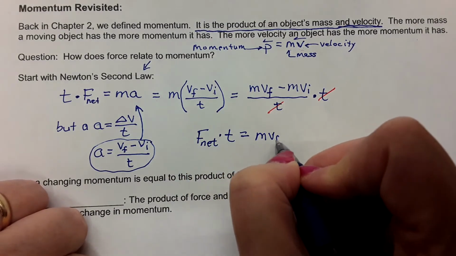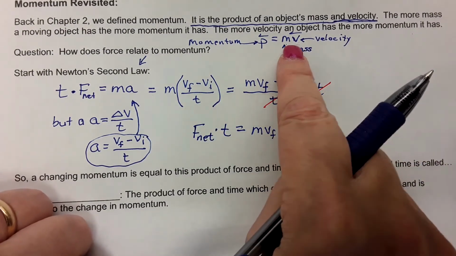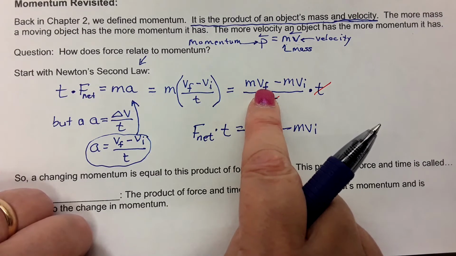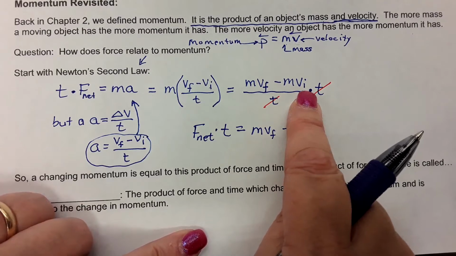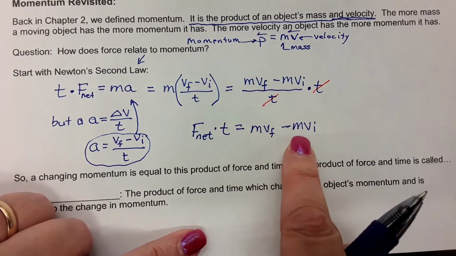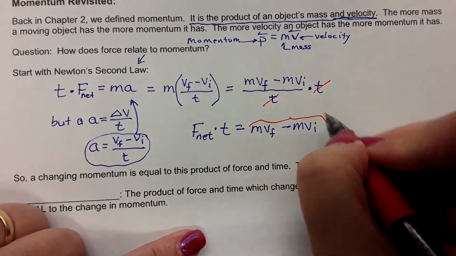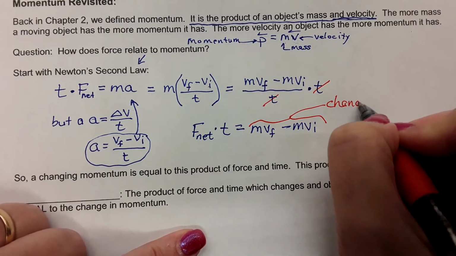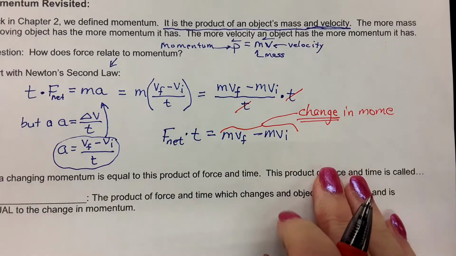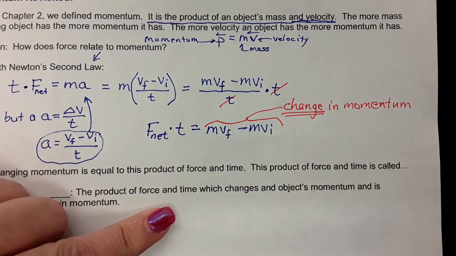equals mVF minus mVI. But now wait a minute, we just said up here that mass times velocity is momentum. And look what we have, mass times final velocity, mass times initial velocity. So that means that this is the final momentum and this is the initial momentum, okay? So in fact, what we have right here is a change in momentum. Hang on, don't have enough room here. Okay, there we go, a change in momentum.